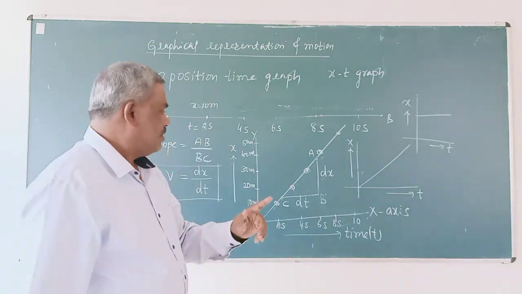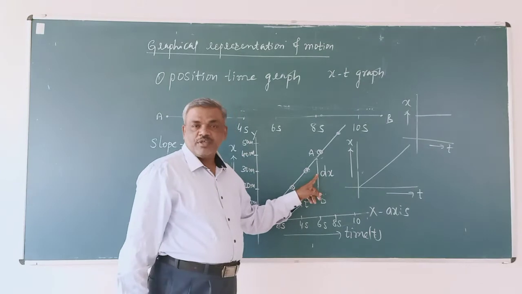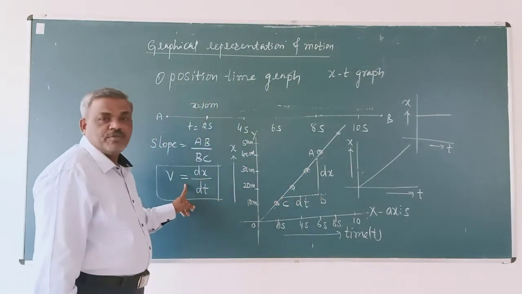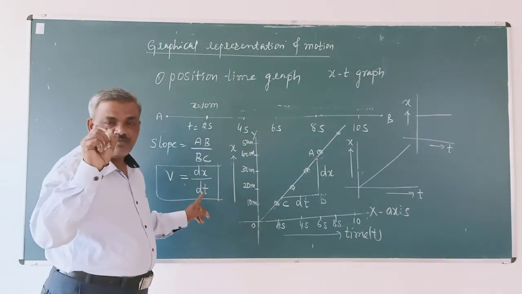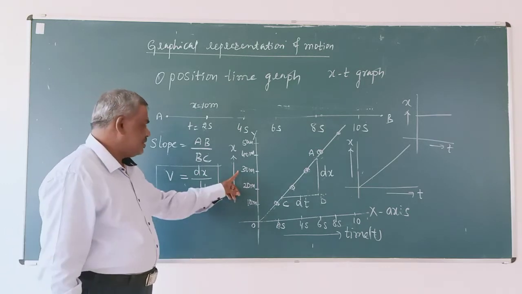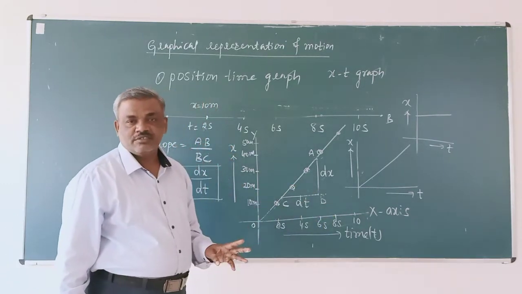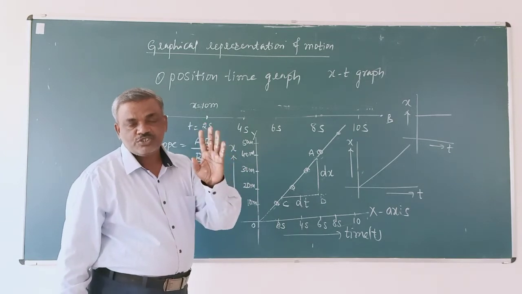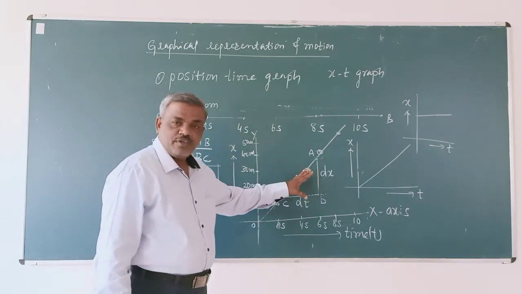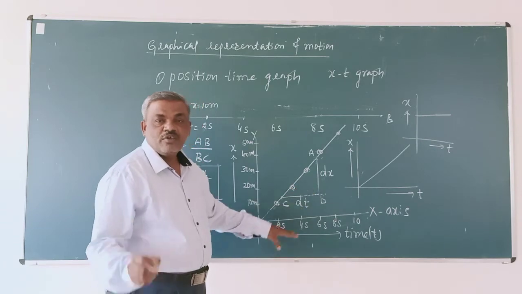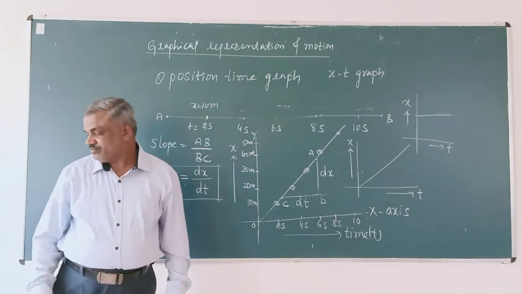For the position time graph, the slope of the graph gives the velocity of the body. So I repeat one more time. Position is taken along the y-axis, time along the x-axis. This graph is known as the position time graph. The slope of this graph gives the velocity of the body.